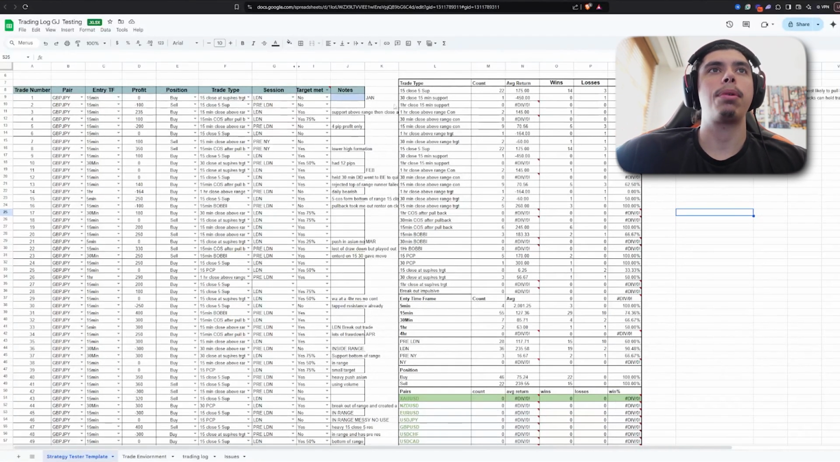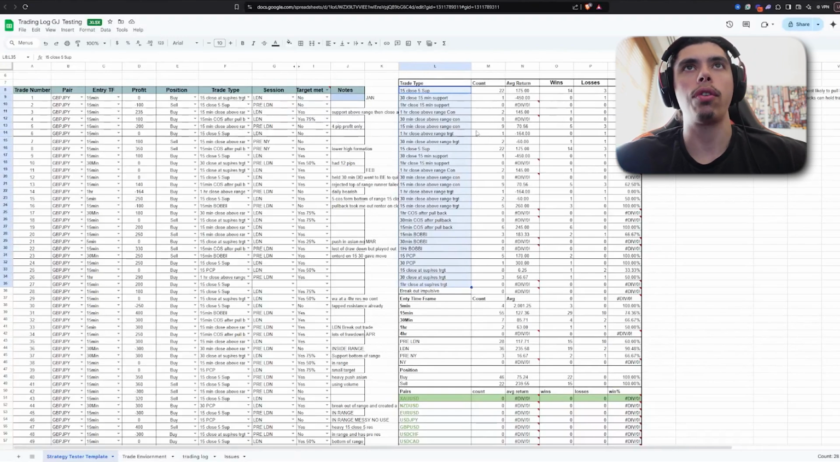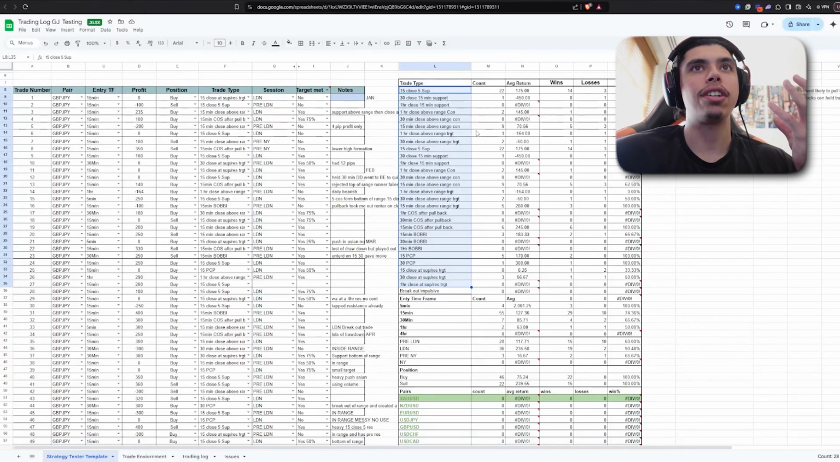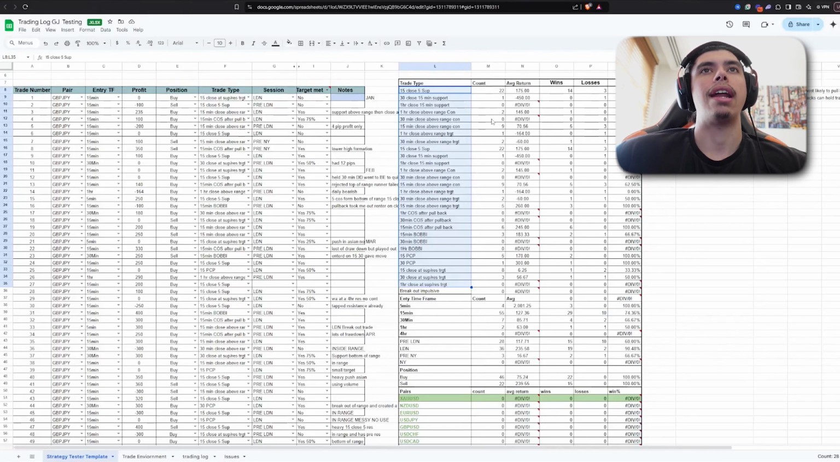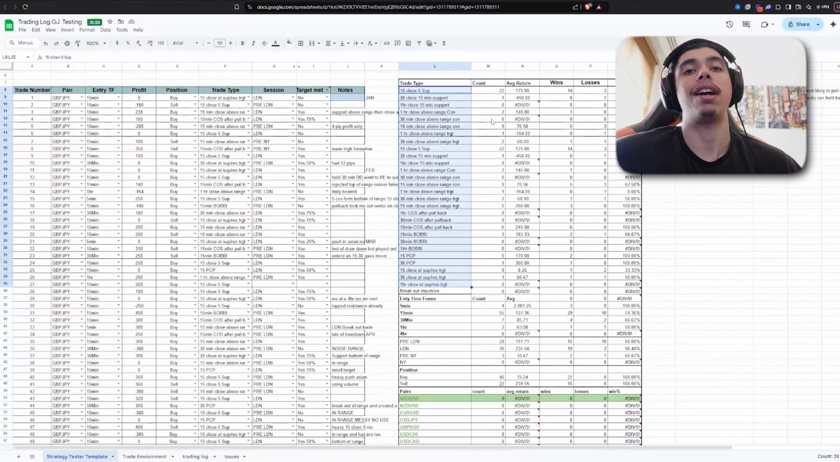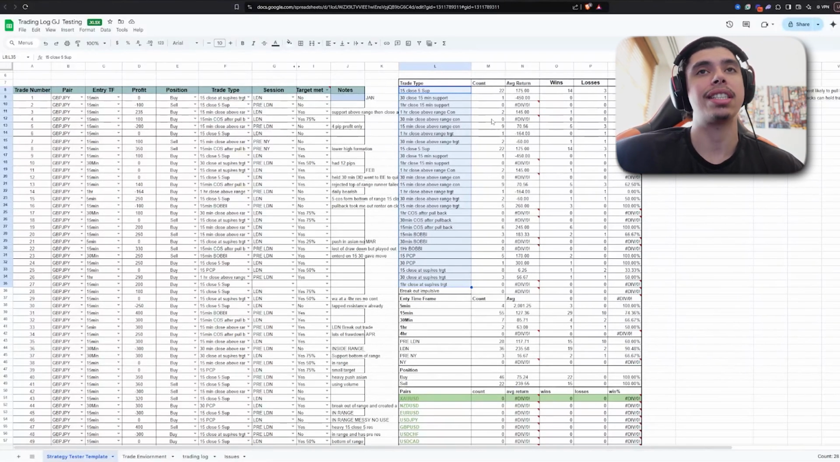So this is an example here of some testing I've done. This was a long time ago, back in 2020-ish, 2021 maybe. These are all the different types of setups. Obviously, this doesn't have data on all of them, but this is how many different setups I was looking for and how many different possibilities and variations I was specifically testing.